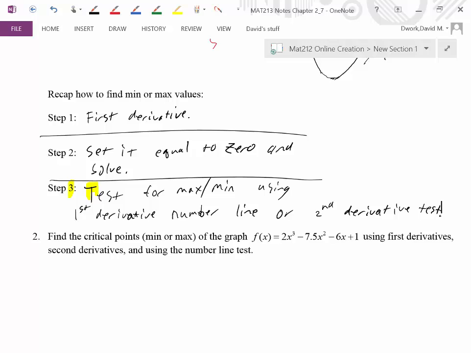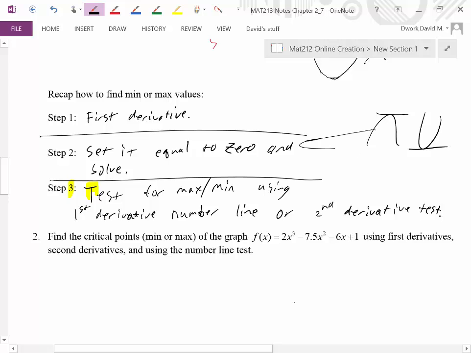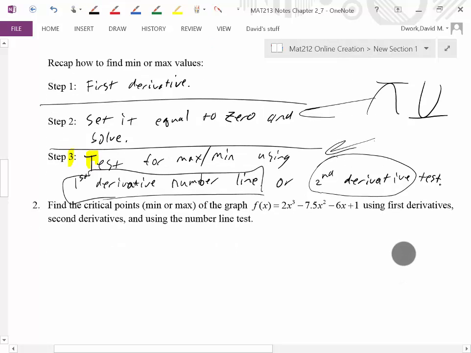Why do we take derivatives? Well, derivatives give us the slope of the tangent line. How does that help me with a max or min? Well, at any max or min, the slope of the tangent line is 0. So therefore, I set it equal to 0. Then I need to figure out, is it a max or a min? If I can't draw the graph, then I can do that in two ways, using the second derivative or using the first derivative number line. Okay, hope that makes sense.